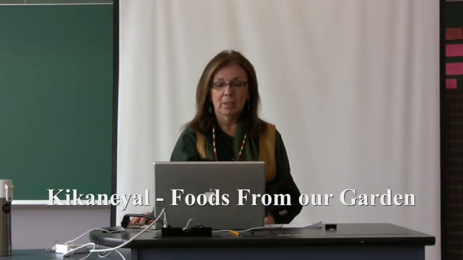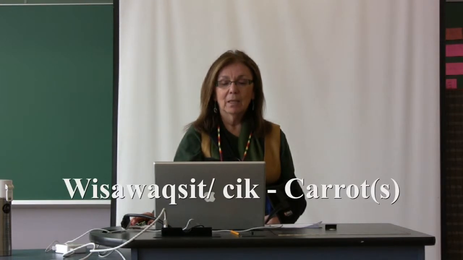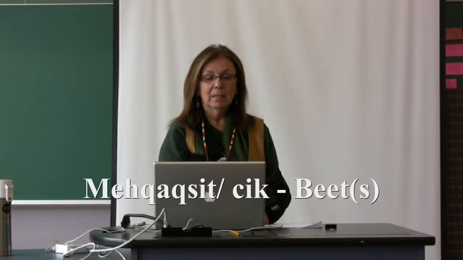The next ones that we look forward to in the autumn, or even in the summer, is Gikanale, our garden. Gikanale are foods from our gardens. Wizawapsit is one carrot. Wizawapsijig means the carrot family. Makwapsit is beet. Makwapsijig is the family of beets. And just so you know, both of them have something to do with the color. So wizawe is yellowish, and makwe is reddish, so it's a red vegetable. And of course, apsit means the shape of it.